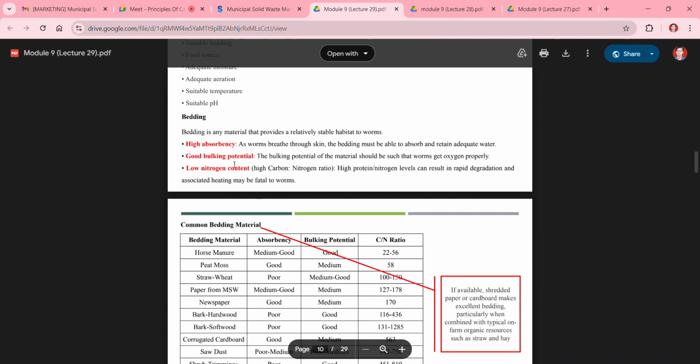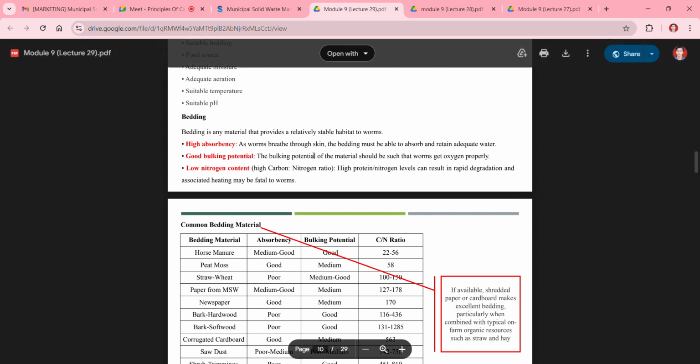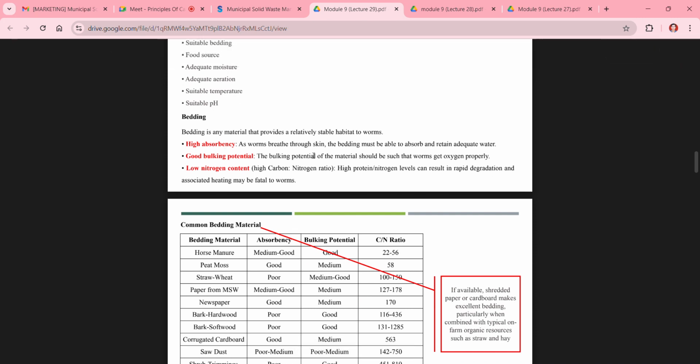So coming to the bedding, it is any material that provides a relatively stable habitat to these worms. That should have high absorbency as worms breathe through skin. So the bedding must be able to absorb and retain adequate water content. Then good bulking potential. The bulking potential of the material should be such that worms get oxygen properly, and the bedding material should have low nitrogen content and a high carbon nitrogen ratio.